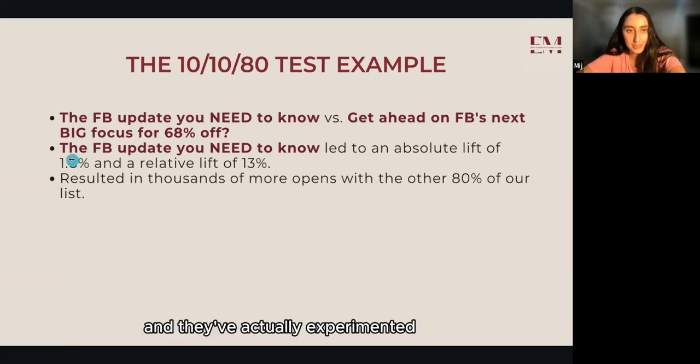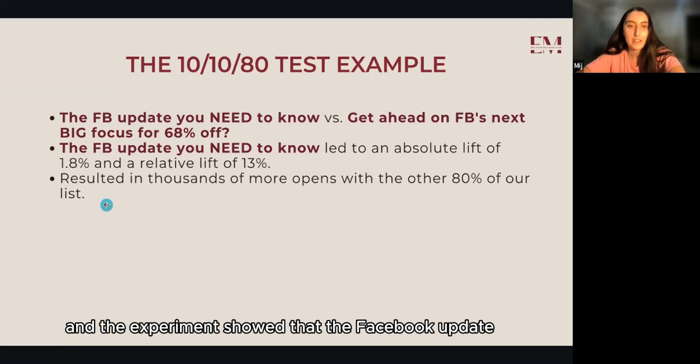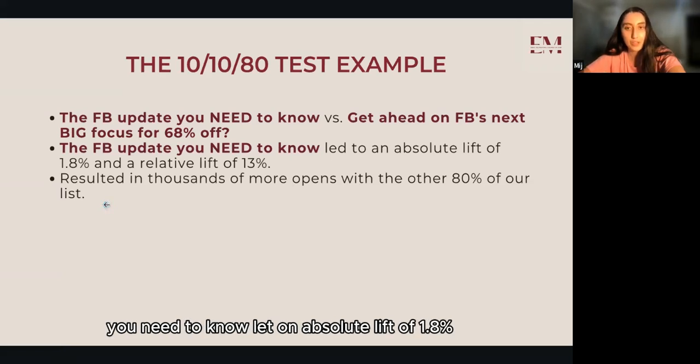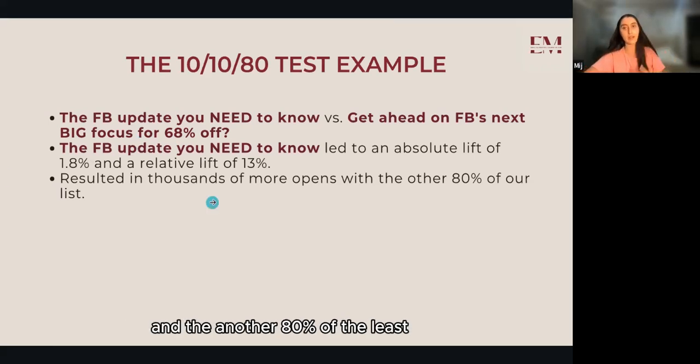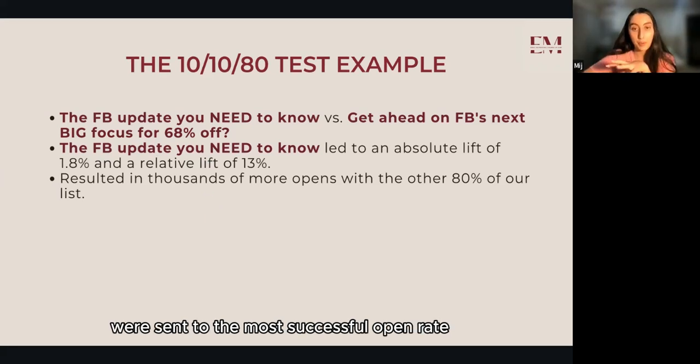And they've actually experimented, and the experiment showed that the Facebook update you need to know led to an absolute lift of 1.8% and a relative lift of 13%. So it resulted in thousands more opens with the other 80% of the list. So it means this was the best one, and the other 80% of the list were sent the version with the most successful open rate.